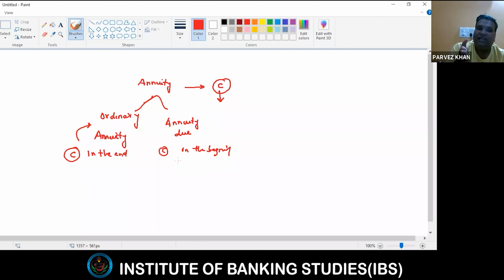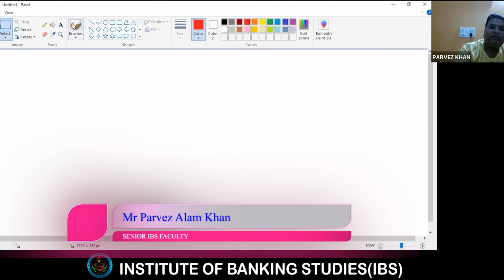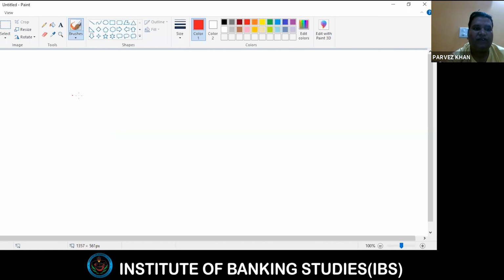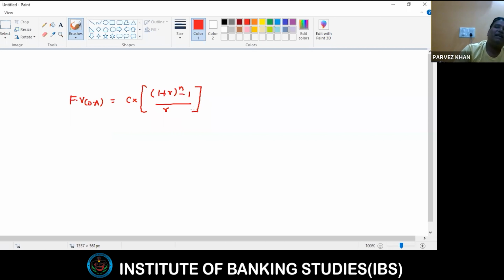So here also we have formulas for future value and present value. First we'll talk about the future value of ordinary annuity. The formula is: future value of ordinary annuity is equal to C into (1 plus R) to the power n minus 1, divided by R. Here C is your series of payment.